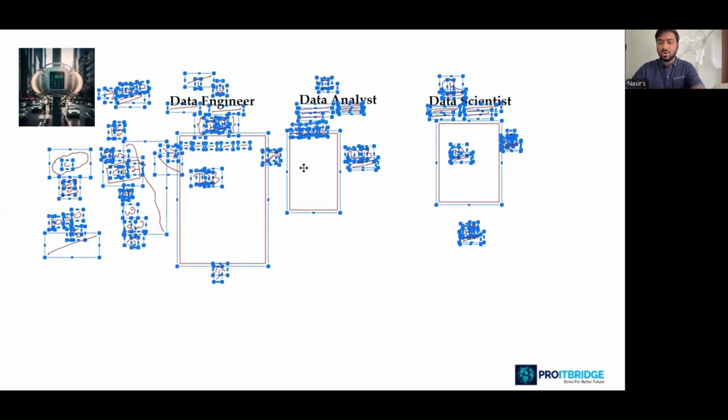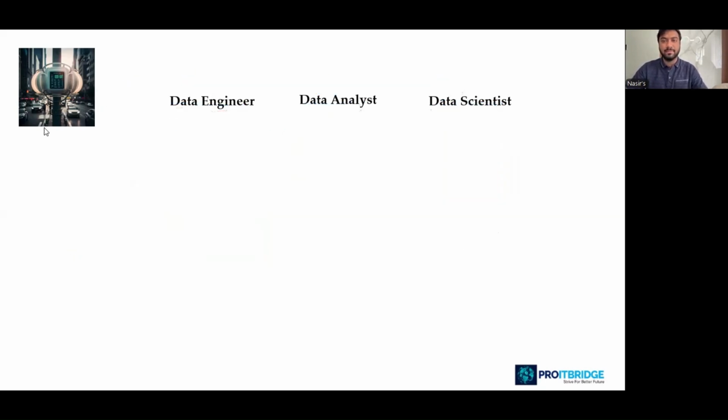Now, let's quickly talk about what are the skills required by them. Right. So first, the data engineer, we need to know Python, we need to know Scala, we need to know Java. We need to know SQL as a database language. We need to know some cloud platforms like AWS, Azure, or GCP from Google. We need to know big data technologies, Hadoop, and Apache Spark. All these are the skills required by a data engineer.